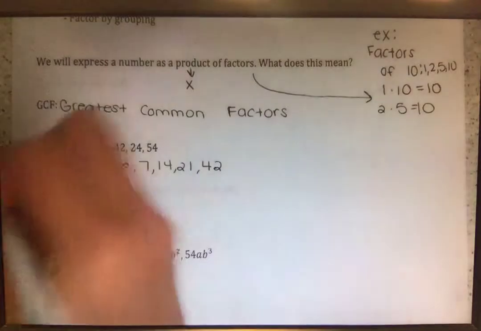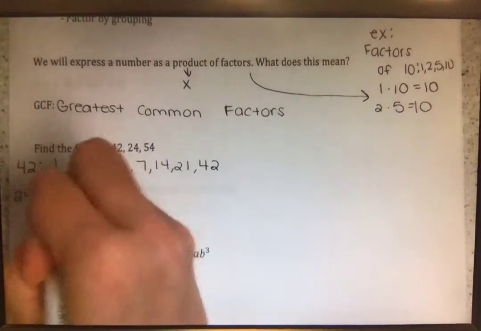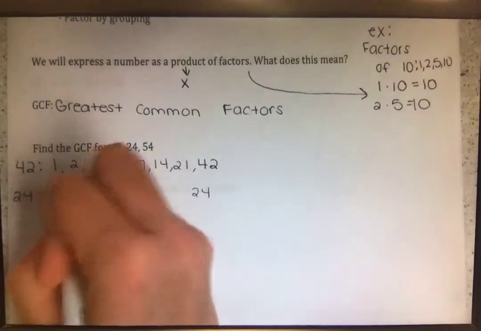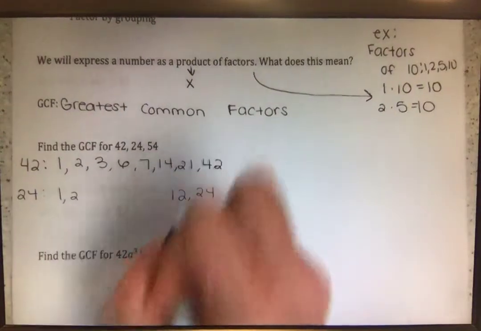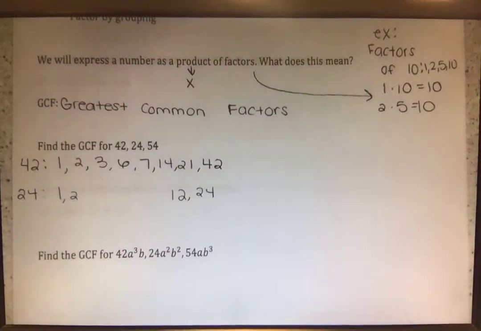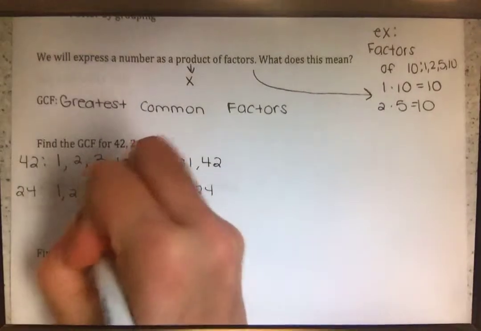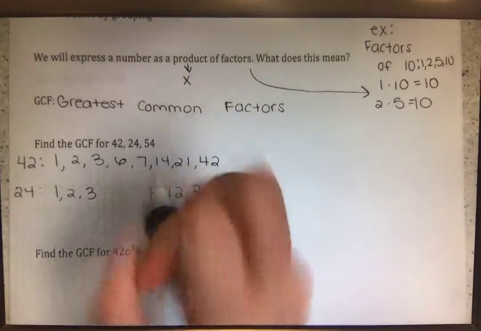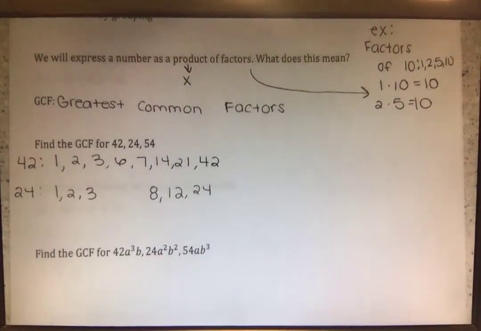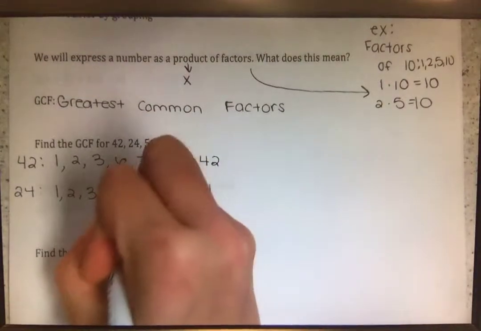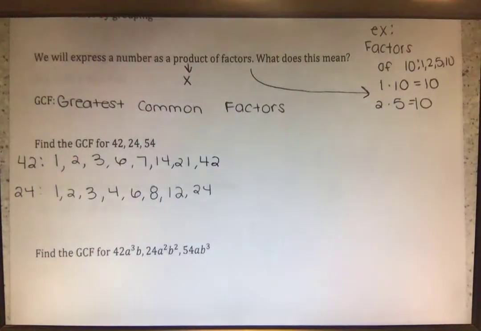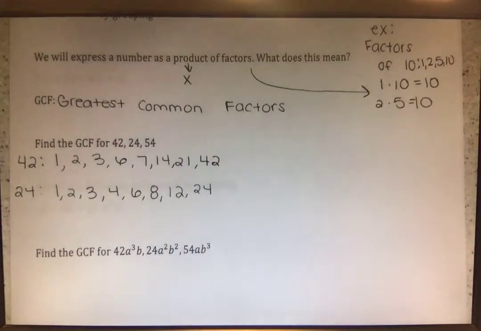So moving on to 24. 1 times 24. 2 times 12. 3 times 8. 4 times 6. 5 doesn't go into 24. 6 is already there, so we know our list is done.